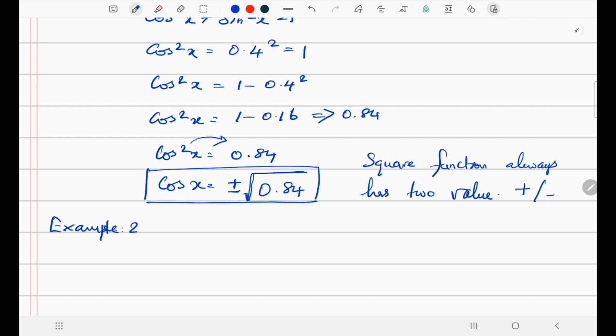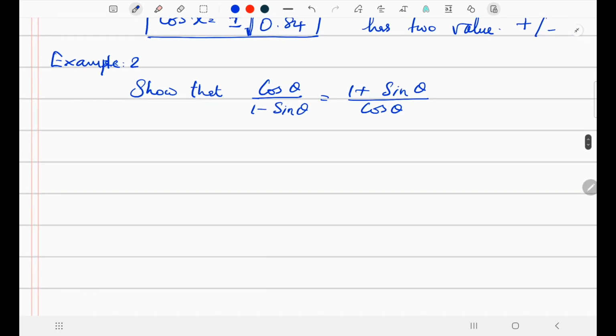Another example, example number 2. Show that cos theta divided by 1 minus sine theta equals 1 plus sine theta by cos theta. We need to show this side equals that side. So let us say this is the left hand side and this one is the right hand side. Left hand side equals cos theta divided by 1 minus sine theta.